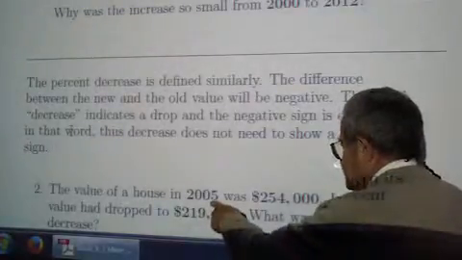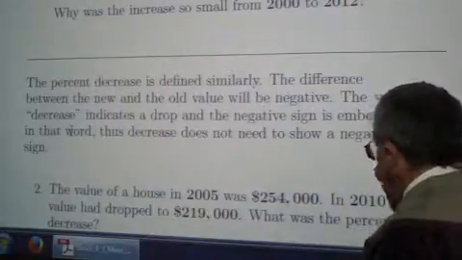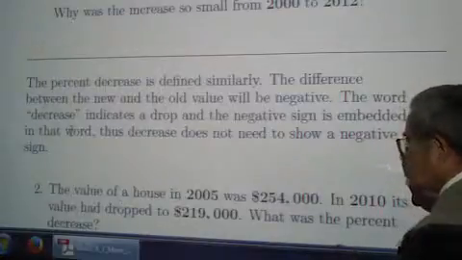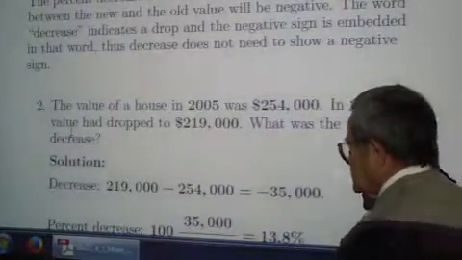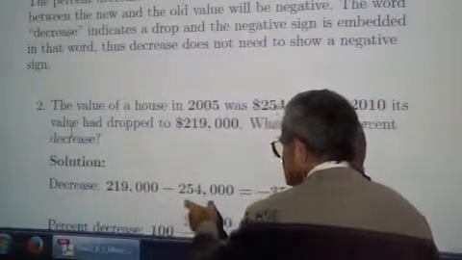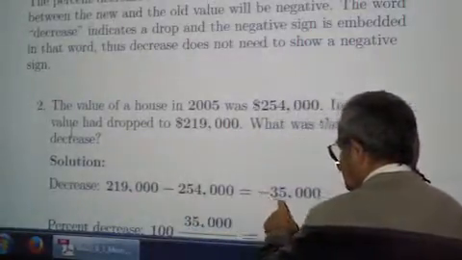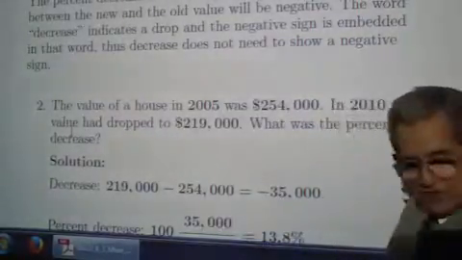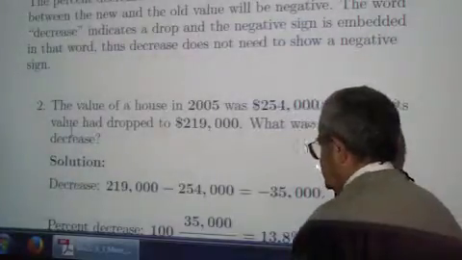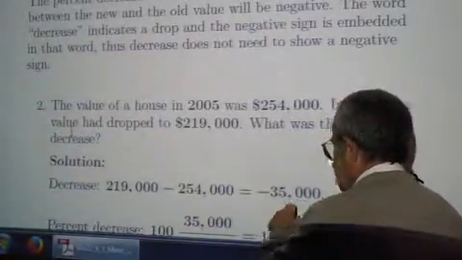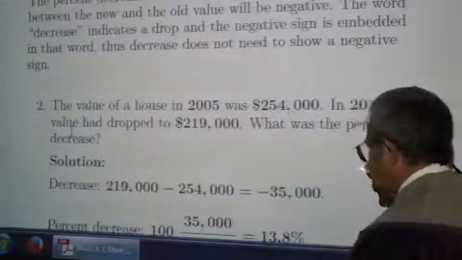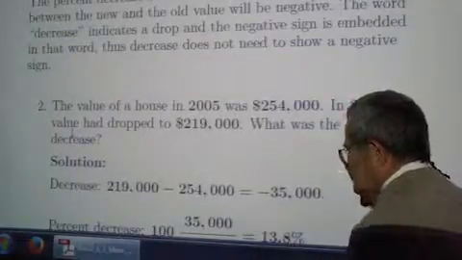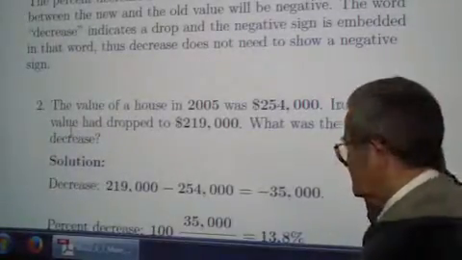The value of a house in 2005 was $254,000, and 5 years later it was $219,000. What was the percent decrease? Well, the decrease itself was $219,000 minus $254,000, or negative $35,000, a decrease of $35,000. When I say decrease, I don't have to mention the word minus, because decrease means we are going down.